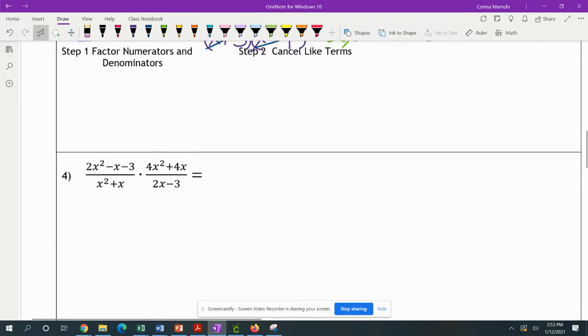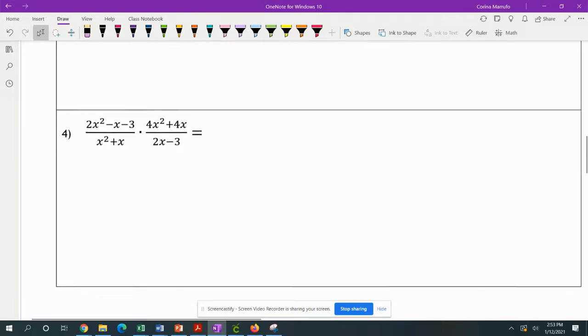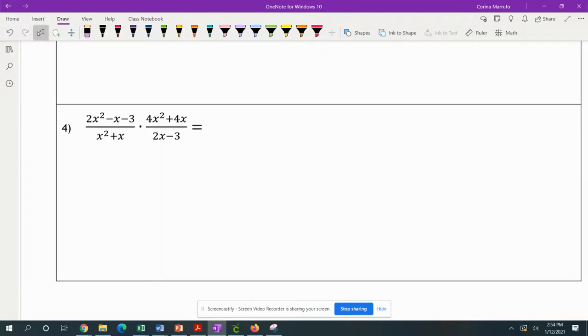All right. Number 4. Okay, still multiplication. Is still the same concept. So here we have 2x squared minus x minus 3. So we're going to go ahead and factor that. Remember, this one does take a little bit more steps. 2 times negative 3 gives you negative 6. And we're looking for two numbers that multiply to give us negative 6, but will add up to negative x.